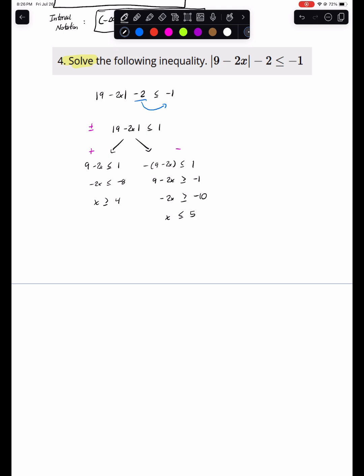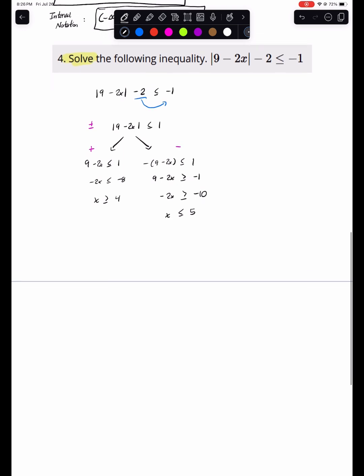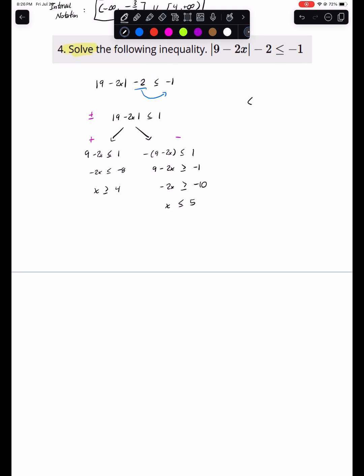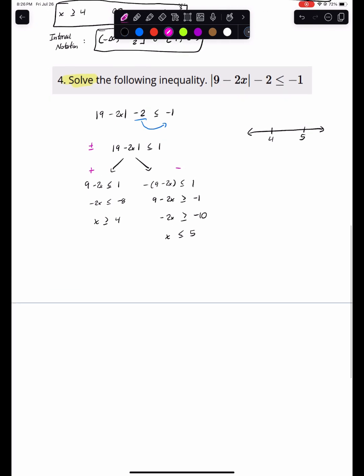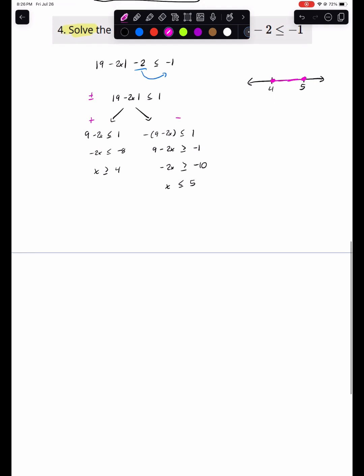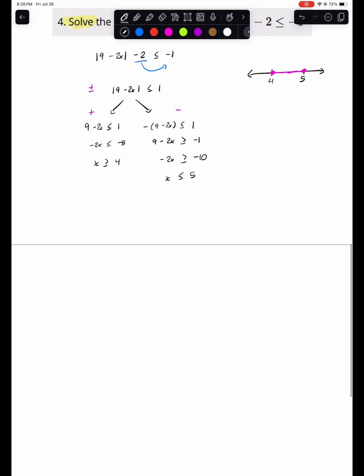Okay, so if we were to graph this, right, you have 4 and you have 5, right? So from 4 it goes to the right. From 5 it goes to the left. Sorry for all the confusion, right? So it's just that one segment, right? So these two inequalities actually combine to be 4 less than or equal to x less than or equal to 5.